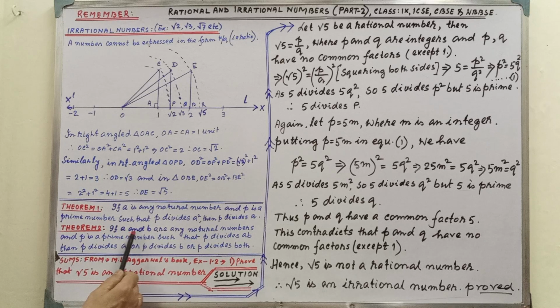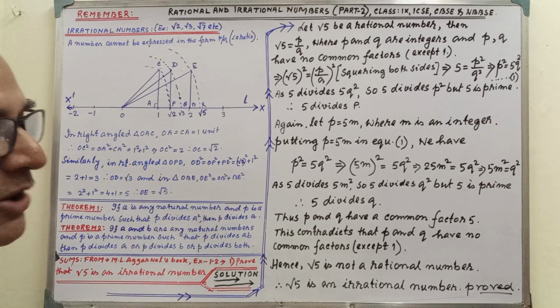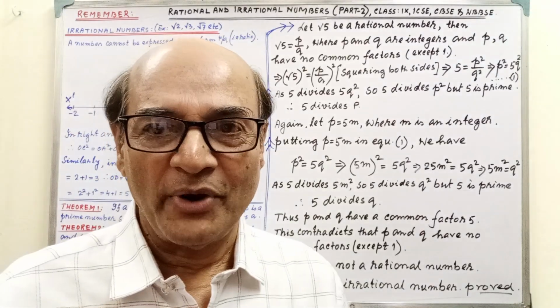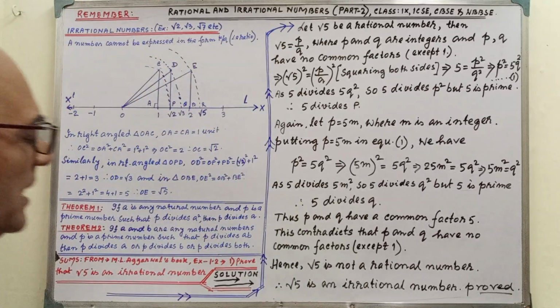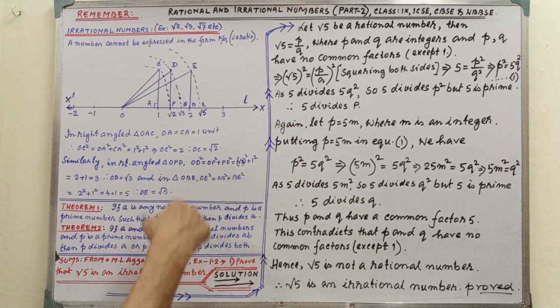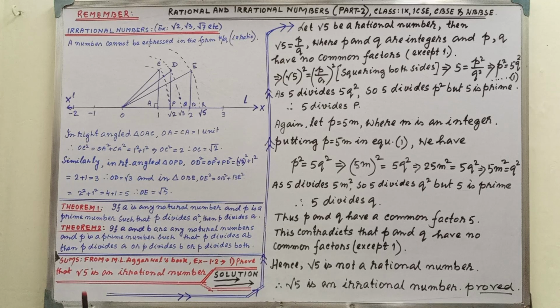Theorem 2: if a and b are any natural numbers and p is a prime number such that p divides ab, then p divides a, or p divides b, or p divides both a and b. That you have to remember. Now sums from ML Agarwal's book, exercise 1.2. If you follow the sum, then this theorem and this thing will be clear.